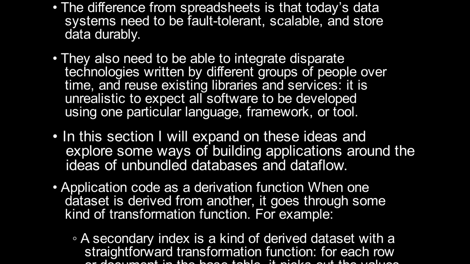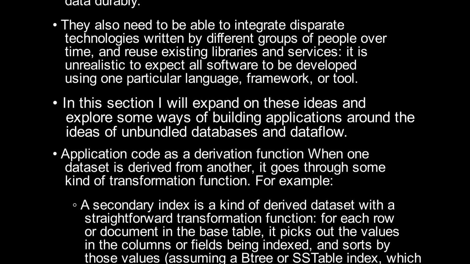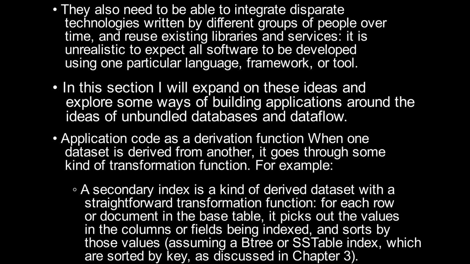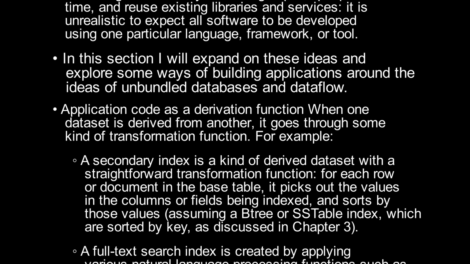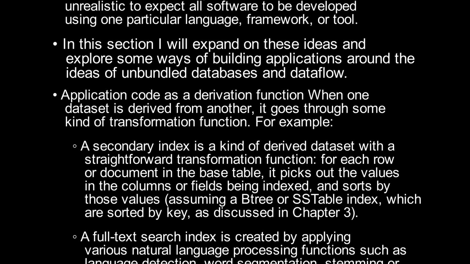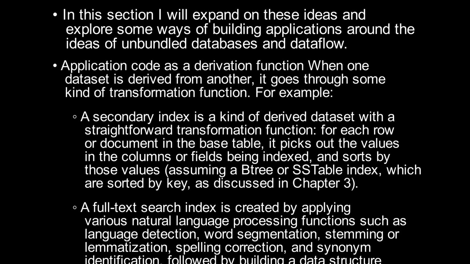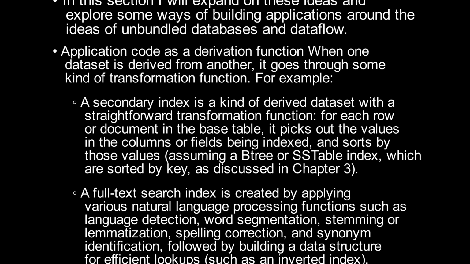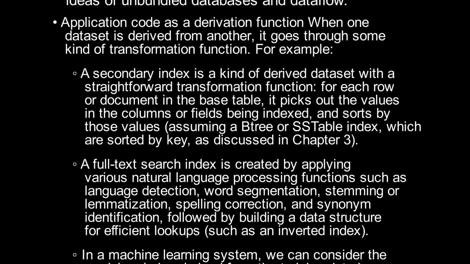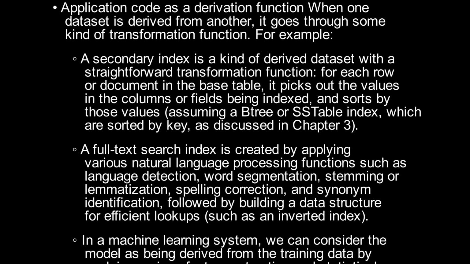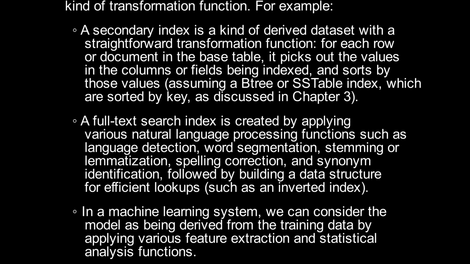Application code is a derivation function. When one dataset is derived from another, it goes through some kind of transformation function. For example, a secondary index is a kind of derived dataset with a straightforward transformation function. For each row or document in the base table, it picks out the values in the columns or fields being indexed and sorts by those values, assuming a B-tree or SSTable index, which are sorted by key, as discussed in Chapter 3. A full-text search index is created by applying various natural language processing functions such as language detection, word segmentation, stemming or lemmatization, spelling correction, and synonym identification, followed by building a data structure for efficient lookups such as an inverted index.